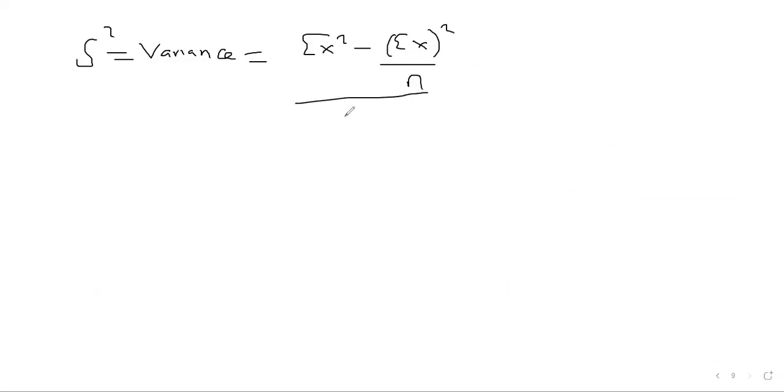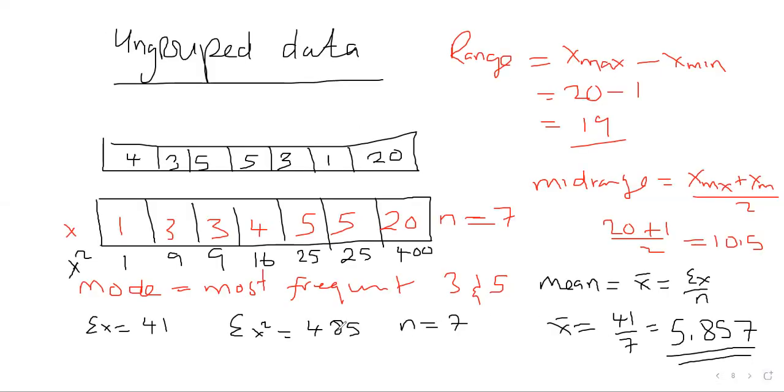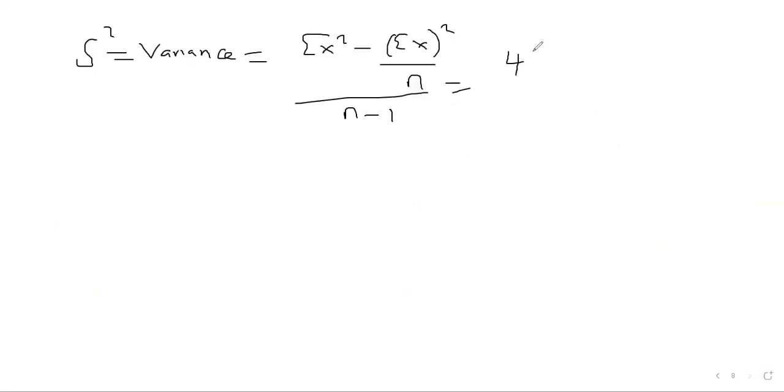Then we can also find what we call the variance. The symbol for the variance of a sample is S squared. This one is given by this seemingly long formula. Summation of x squared, so this is a bigger value, 485. Then summation of x to the power 2, which is 41 to the power 2. So 485 minus 41 squared over n, our n was 7, and everything over 7 minus 1.